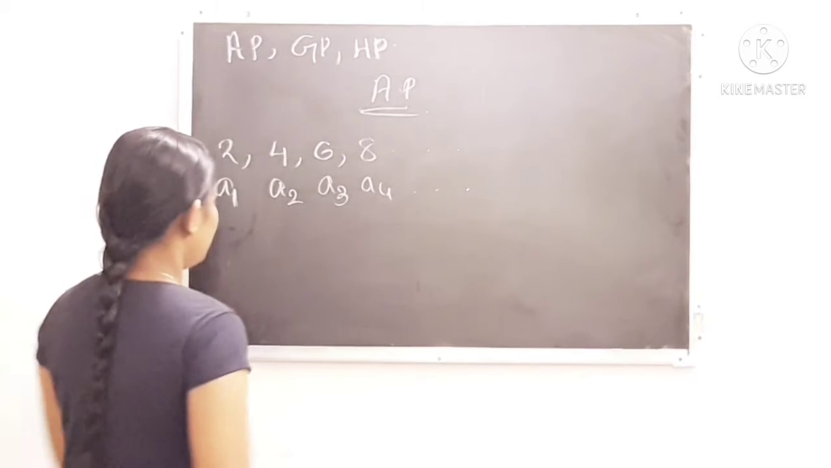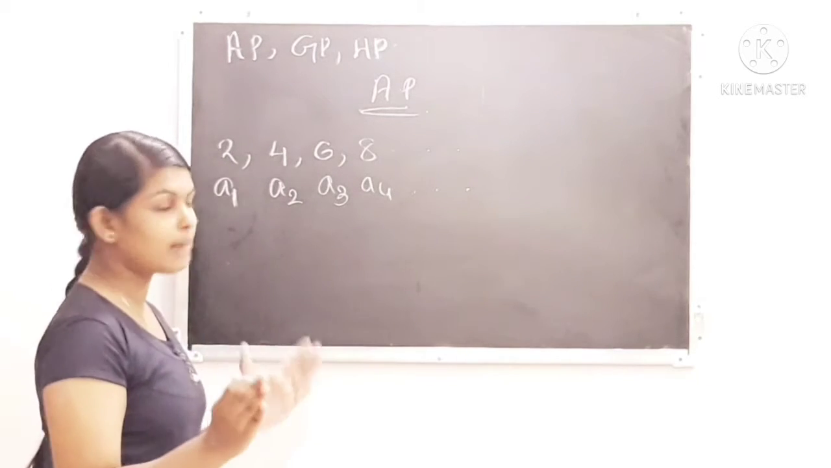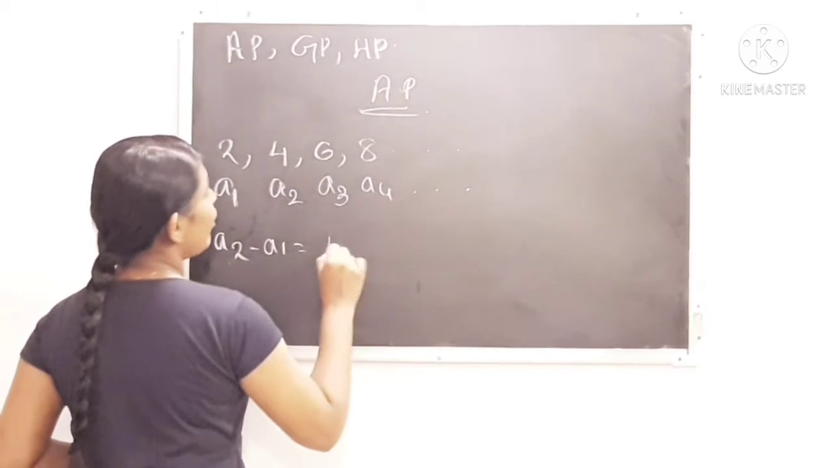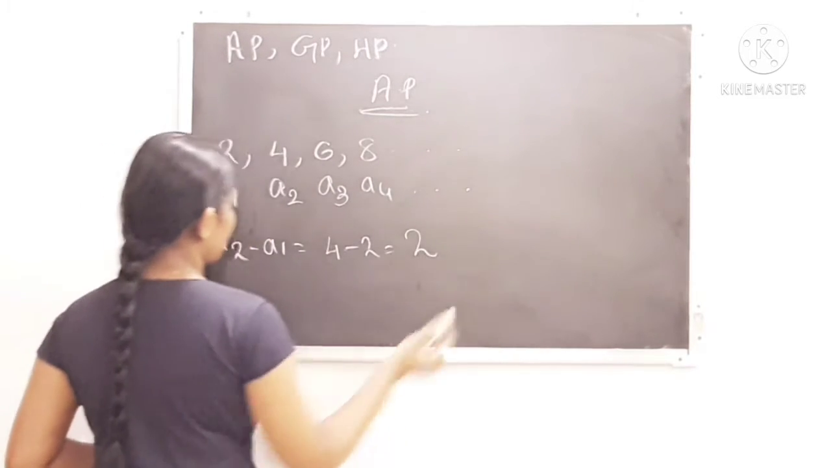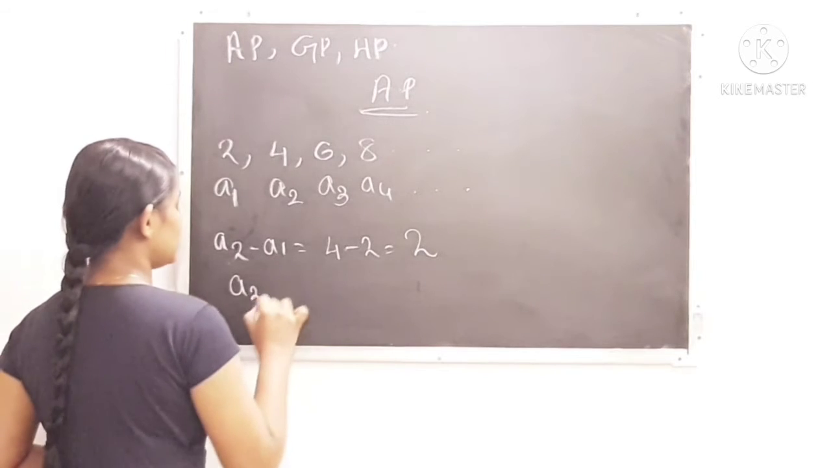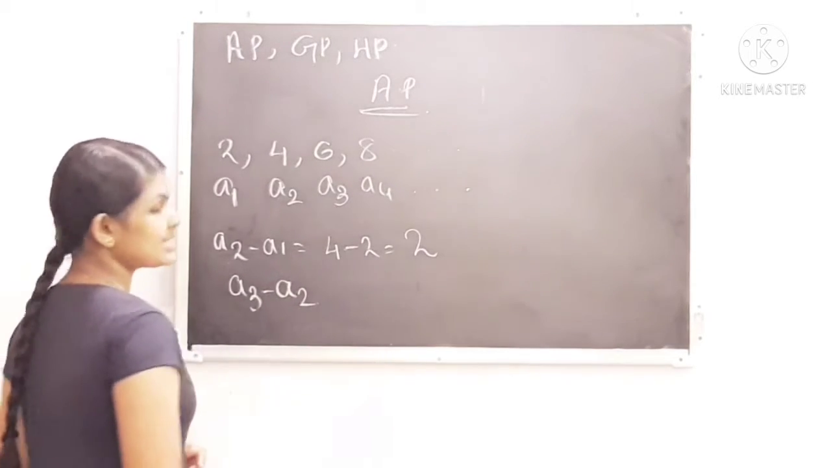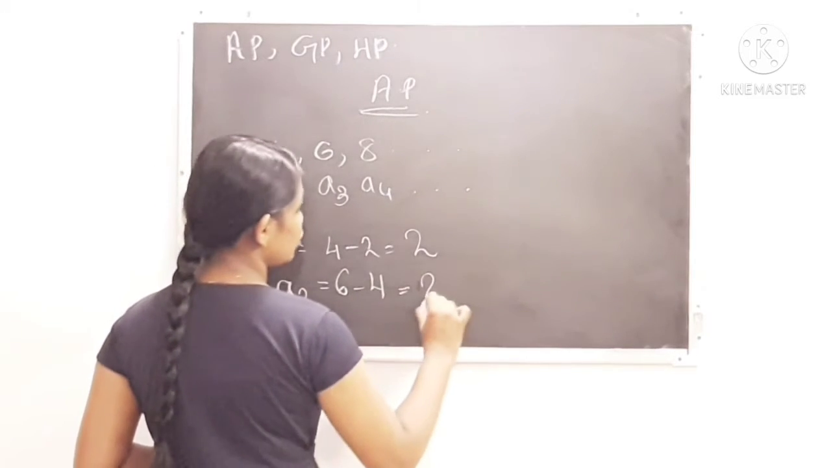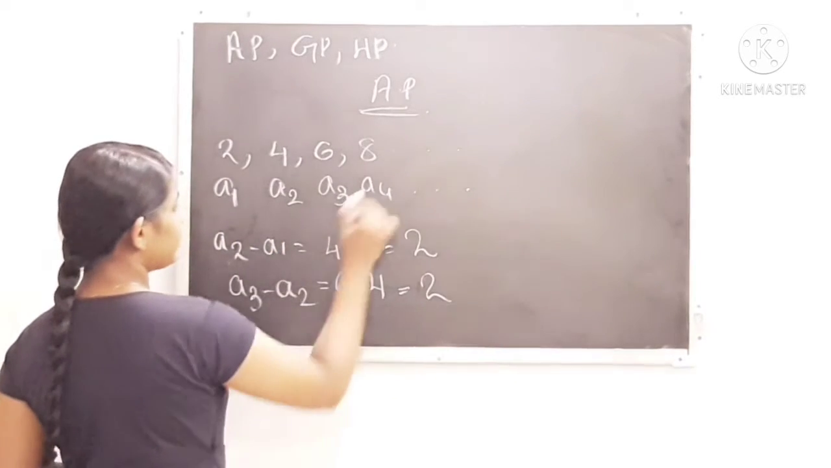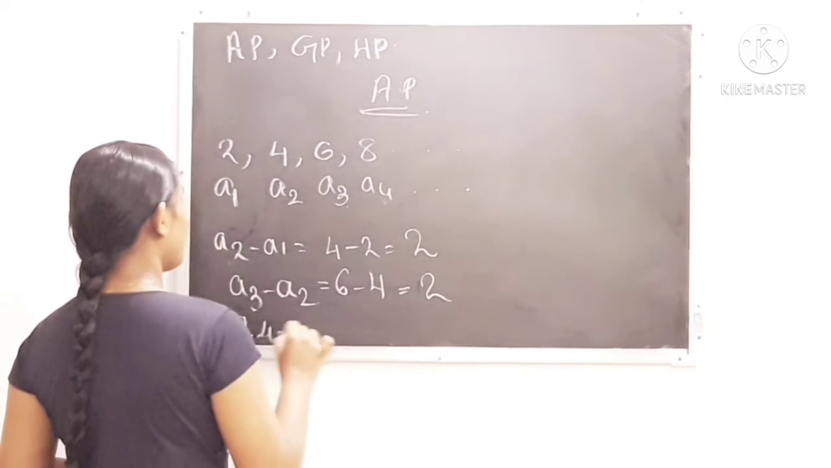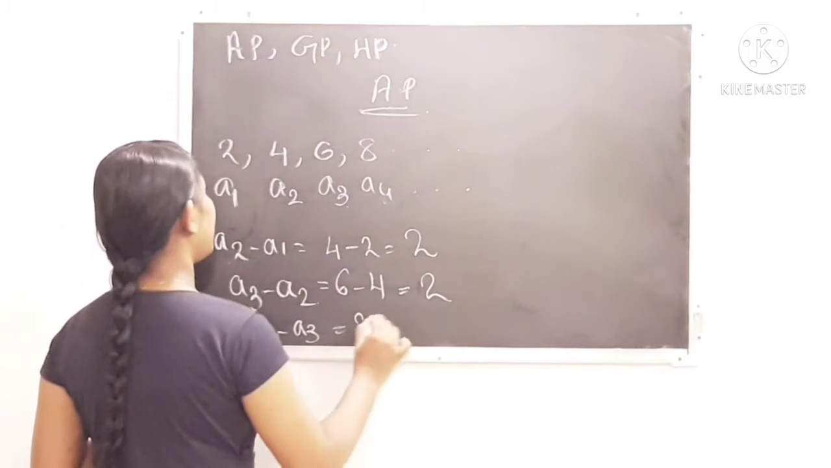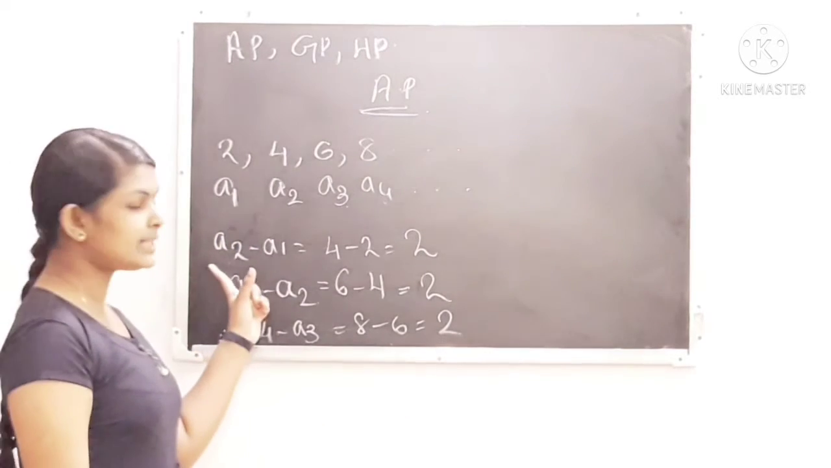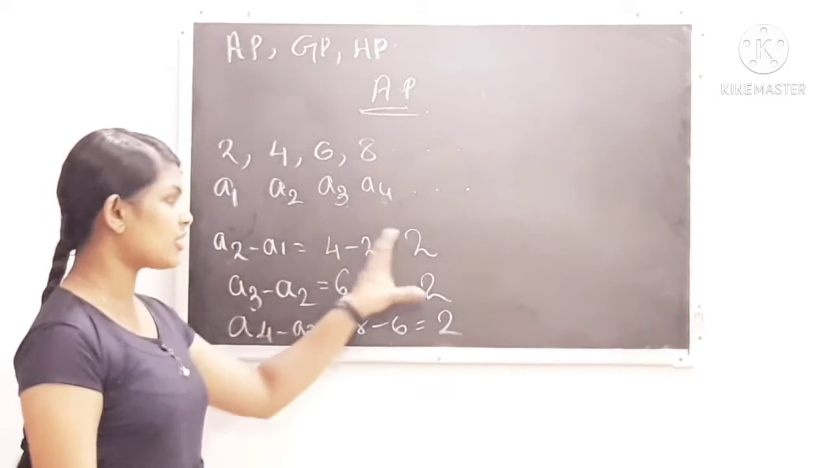If we find the difference of two consecutive terms in this sequence, that means if we take A2 minus A1, we will get 4 minus 2, which is equal to 2. And if we do A3 minus A2, we will get 6 minus 4, which is again equal to 2. And A4 minus A3 is 8 minus 6, which is equal to 2. So if we take the difference of any two consecutive terms in this sequence, we will get a constant value.